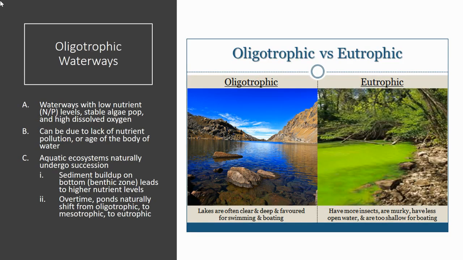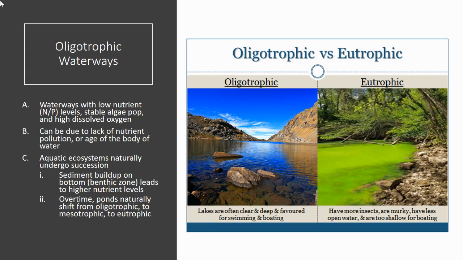Now, what would be the difference between a lake that is considered to be eutrophic versus oligotrophic? Waterways with very low nutrient content, low nitrogen, low phosphate levels, a stable algae population, and a very high dissolved oxygen amount is typically where we would see an oligotrophic lake. That's nice and clear, deep. That's usually the type of lake that's going to be favored for recreational things such as swimming, fishing, and boating. Usually that's due to a lack of nutrient pollution, or maybe even the age of the body of water.